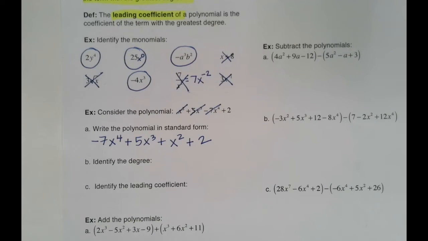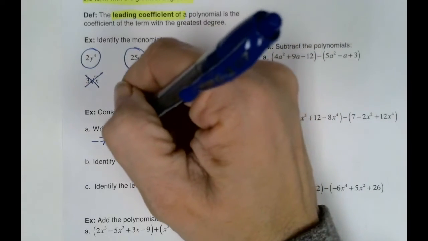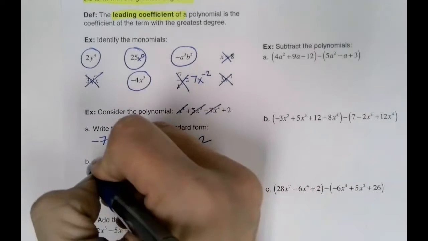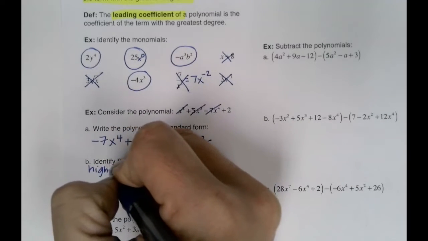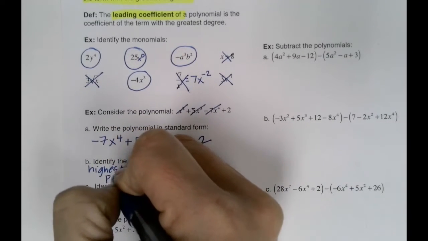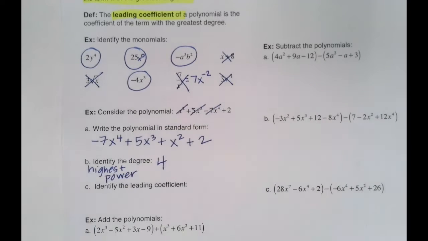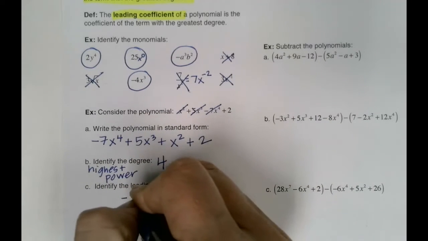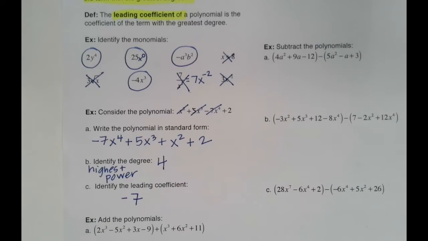Next question says identify the degree, and we've learned that the degree is the highest power, so this is 4. Okay, so highest power, I'm going to write it again just so we know. And then the leading coefficient always goes with whatever term had the highest degree, so that's going to be negative 7.